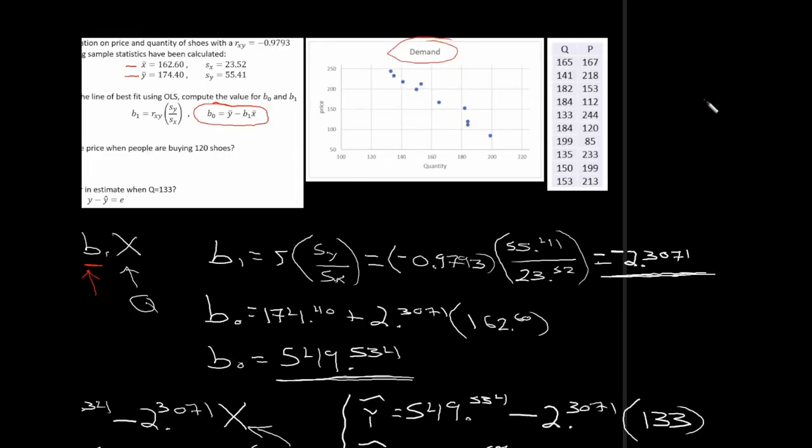That actually leads us nicely into our next topic, which is the goodness of fit. We've taken a look at our data, we've estimated our regression model. Y hat is 549.534 minus our slope coefficient, 2.3071 times X. As we've done that, we would have some notional line of best fit representing that regression equation. From here, though, the natural question is, how good of a model is this? Is it actually fairly representative of the data?